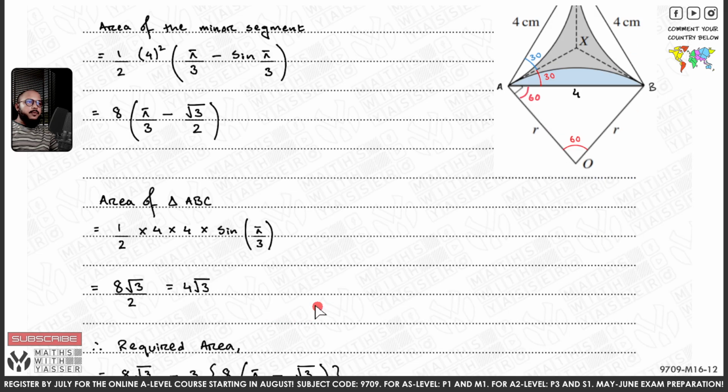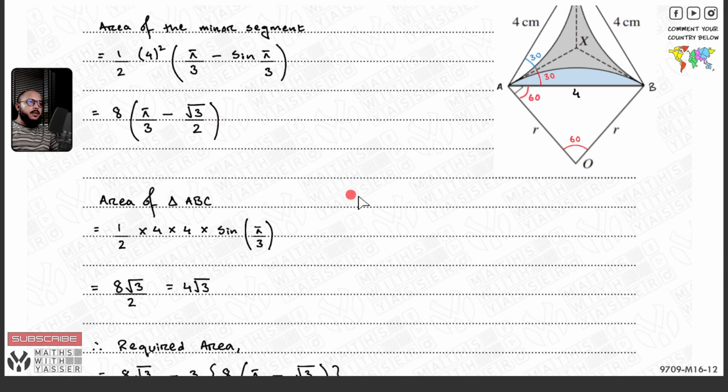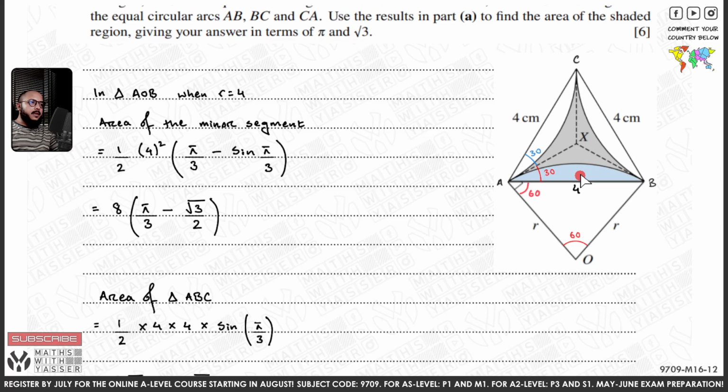Now, to find the required area, what we can do is, this is the total area of the triangle, and we need to take away 3 times this area of the minor segment. So if we take away this area, and this area, this white area and this white area, from the area of the triangle, we are left with the area of the shaded region.